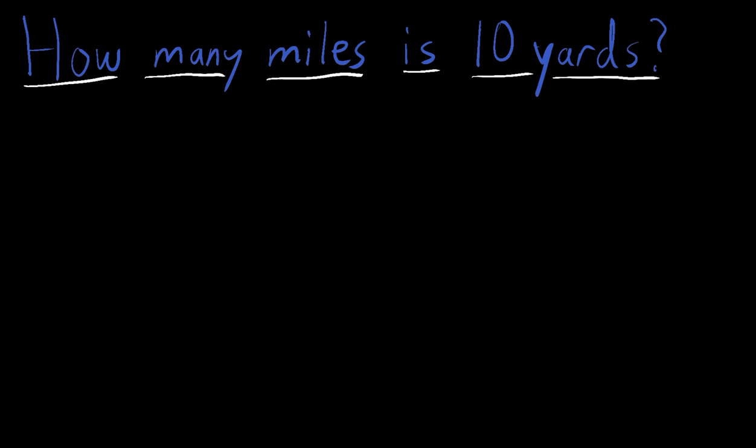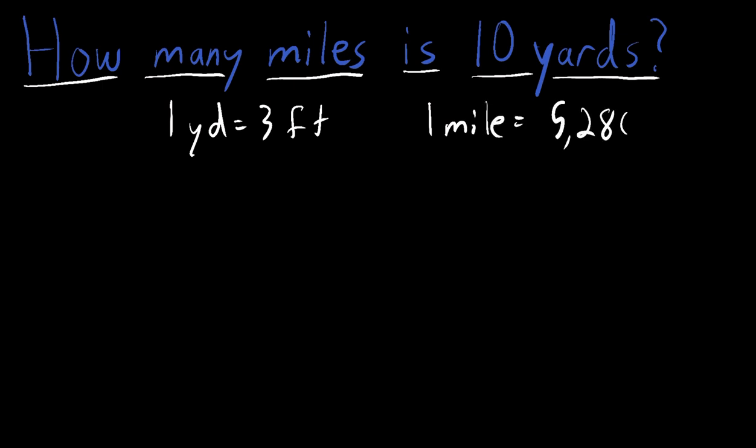All right, a valuable skill within physical science is being able to convert between different units. And today we're going to do how many miles is 10 yards. There's only two things we need to know for this. 1 yard equals 3 feet, and in 1 mile, you have 5,280 feet.